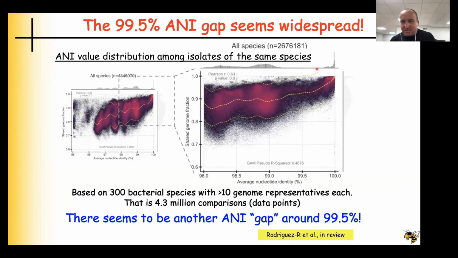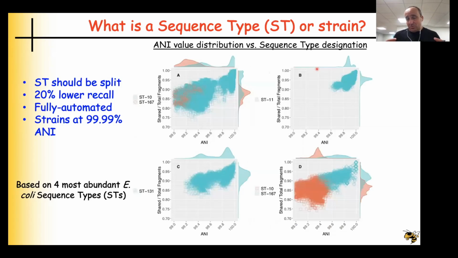So we think there is another interesting ANI gap, and that may be used to catalog the diversity within the species now. And so we overlay, here we are looking at the E. coli data only, and looking at how the sequence types compare to that 99.5% ANI cutoff. Sequence types are defined by having identical or almost identical alleles in 5 or 6 loci. These are usually universal genes, highly conserved genes.